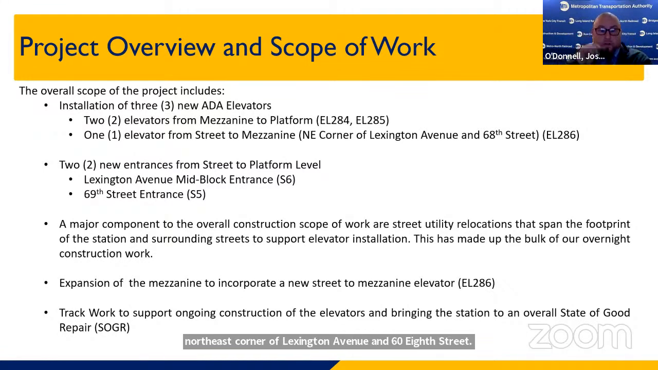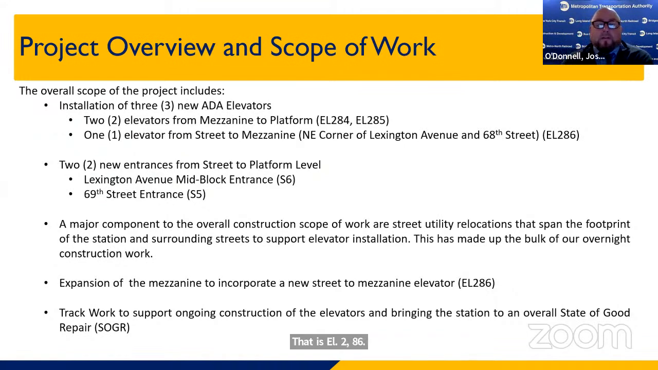There are 2 new street entrances from the street to the platform level. There is a Lexington Avenue mid-block entrance that most of us on the Zoom associate with Imperial House, and then the 69th Street entrance, which is stair 5. And again, we'll show some maps in a little bit to orient folks to the locations of these components.